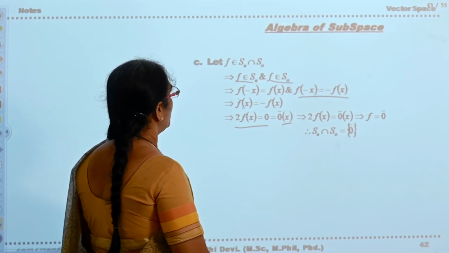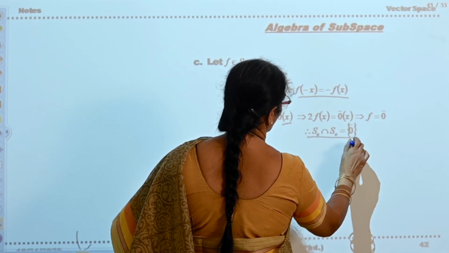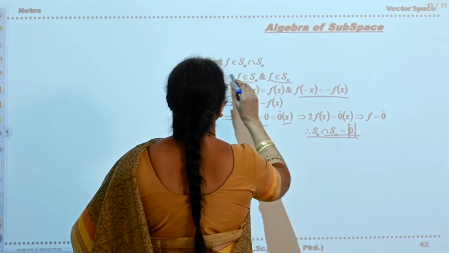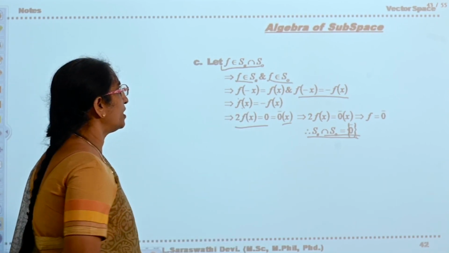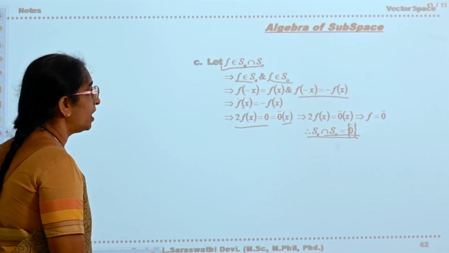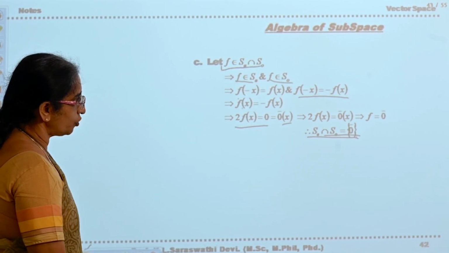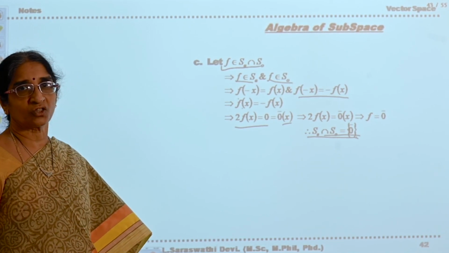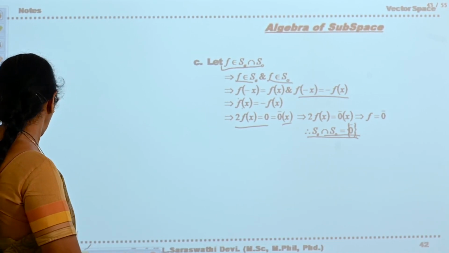That means S_E intersection S_O is the singleton 0 bar. Because you have taken one arbitrary element in S_E intersection S_O and you are able to show that it is 0 bar. Therefore, S_E intersection S_O is equal to the singleton 0.